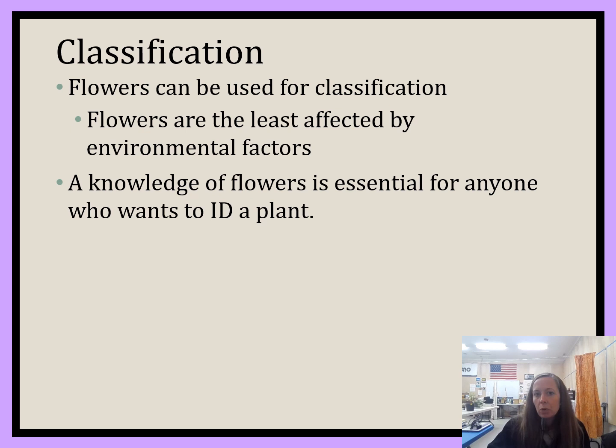Flowers can be used for classification, just like we used the leaves earlier. Flowers are the least affected by the environment, whereas other things like roots and leaves can be affected by the environment. Flowers are pretty much always the same, regardless of the environment. If a plant flowers, its flower is going to have the same structures that we use. So knowing the parts of a flower is going to be important if you want to identify plants.